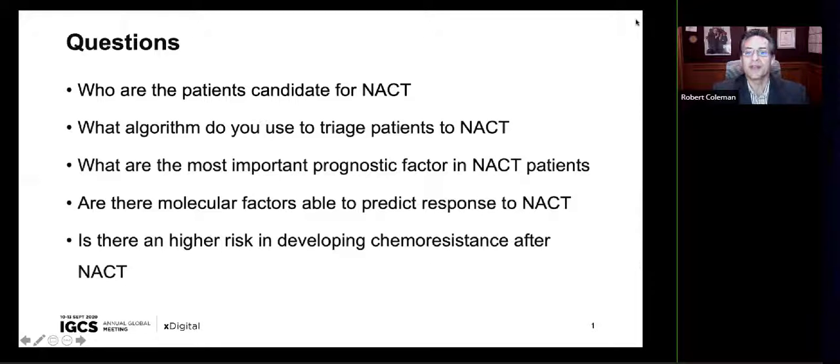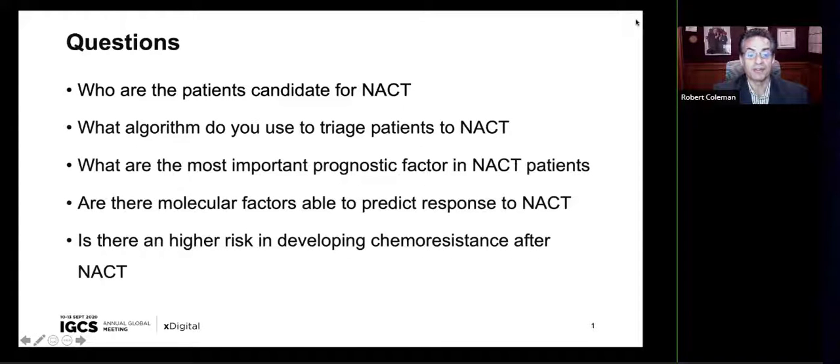So I'm going to ask Anna to address these 5 questions in her talk. So first of all, who are the right patients? What algorithm is maybe chosen to triage patients to neoadjuvant? Are there prognostic factors that we need to pay attention to when we look at this cohort of patients? As Dr.